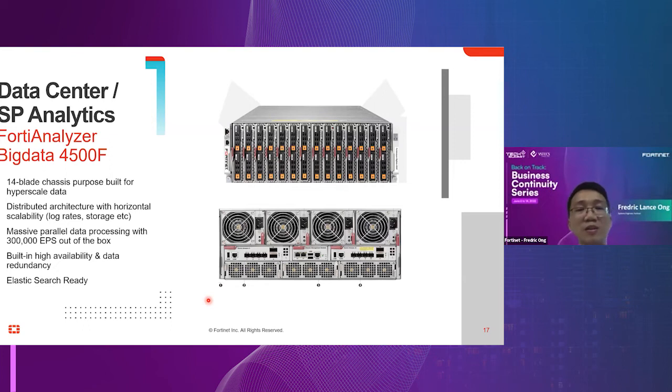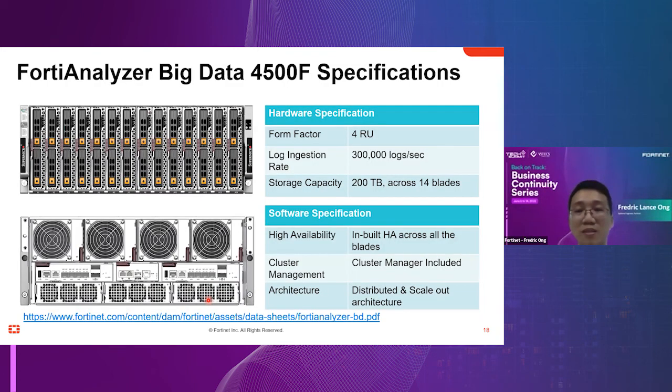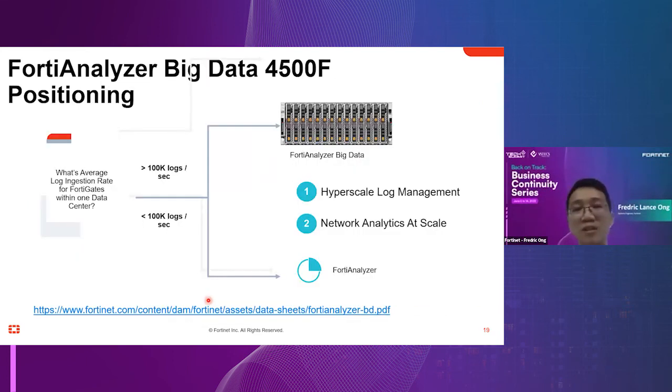Now, in terms of specification, this is a 4U appliance, up to 200 terabytes of storage, 300K logs per second, built-in HA, and it can also be clustered. So Big Data 400F, 4500F, so it's hyperscale ready, especially if you're a telco service provider with a huge amount of subscriber information logs, or just an organization with thousands of users. This is an appliance which can fit your needs.